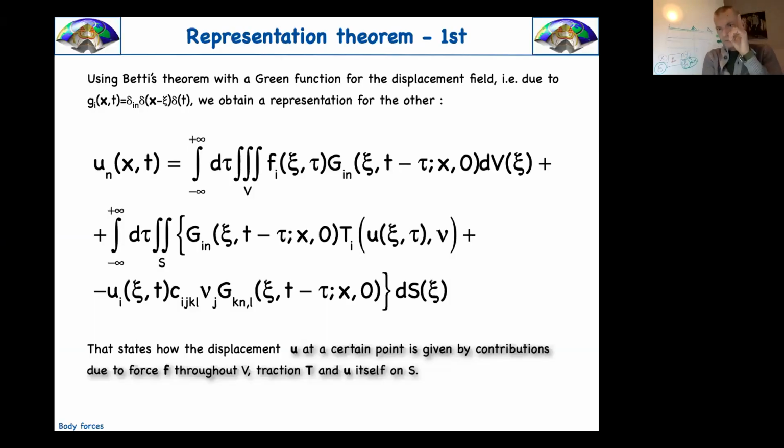Now, if we use Betti's theorem, using as one of the 2 solutions the Green's function, that is the solution of the problem when the body force is a delta, now we can obtain from Betti's theorem a representation of the other solution. And what we get is this.